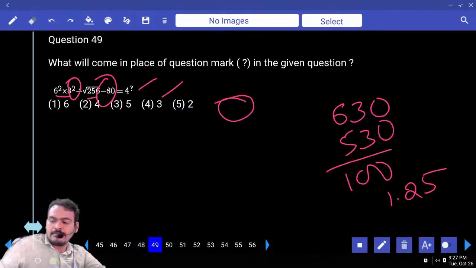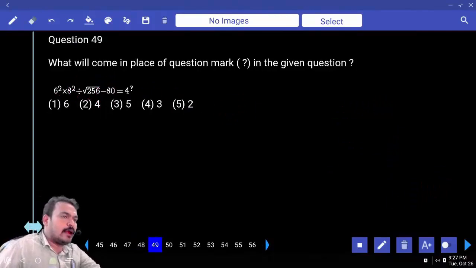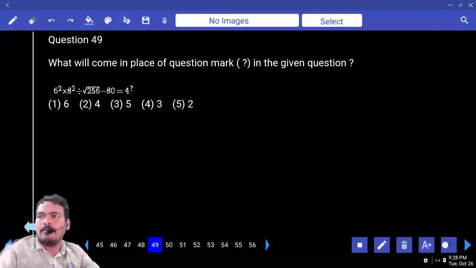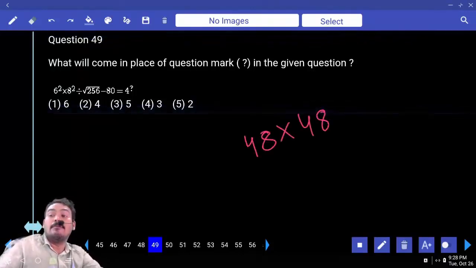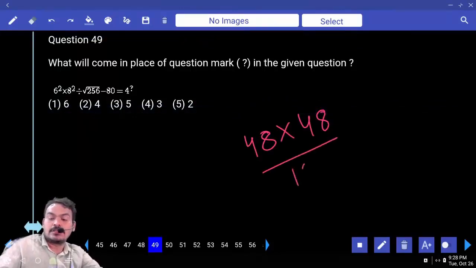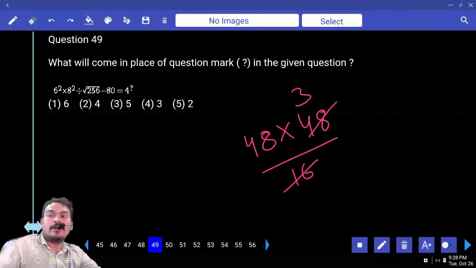Next, 49. First priority, root value, or not? Root 256 means 16. But numerator value is 6 square into 8 square, or not? But that value I written as 6 into 8 power 2. 6 into 8 means how much? 48. It will be 48 into 48 by how much value? 16, or not? 16 how many times? 48. 3 times.